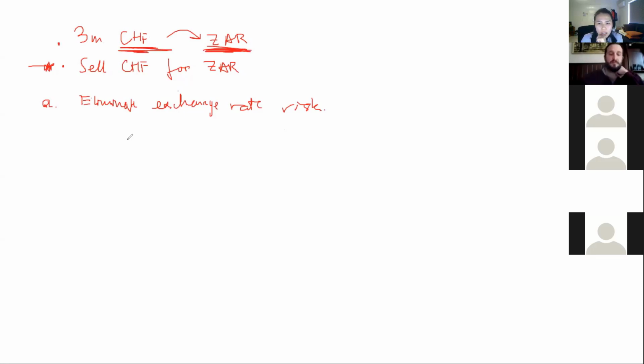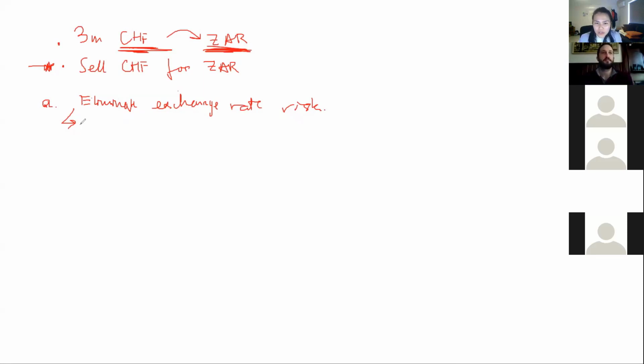So if I want to eliminate any exchange rate risk here, what should I do? Should I be selling the Swiss franc forward or buying the Swiss franc forward? You want to sell the Swiss franc and buy the ZAR, the South African money. So sell the Swiss franc and buy the other one.